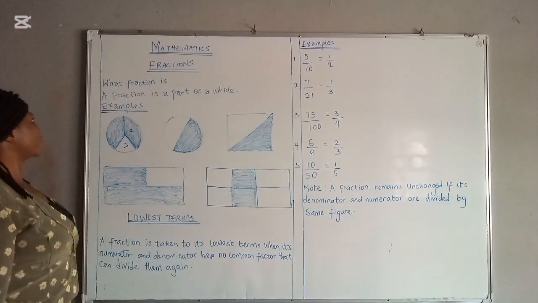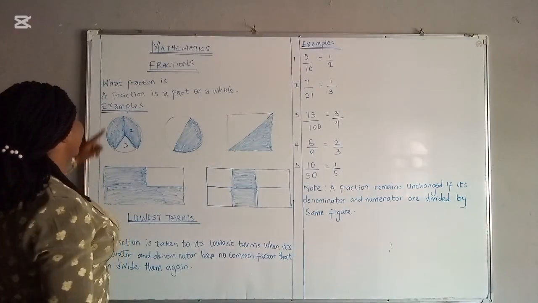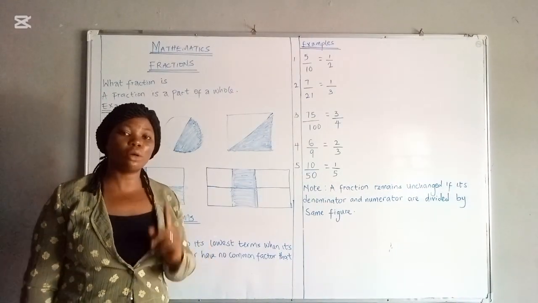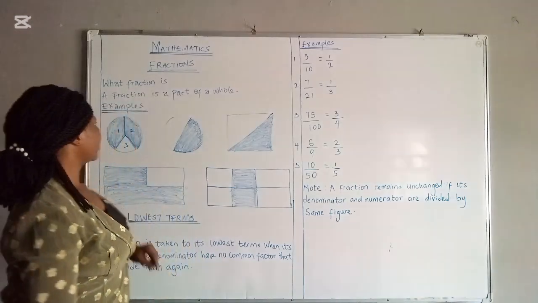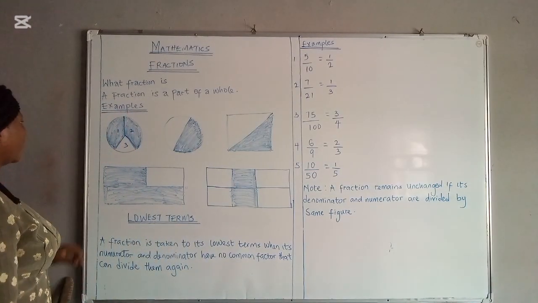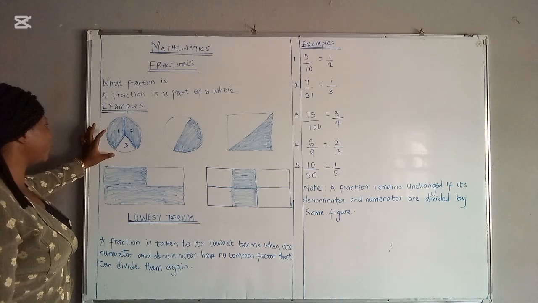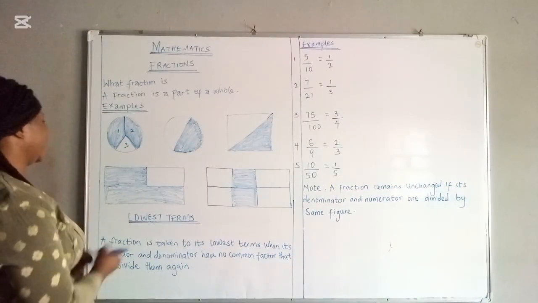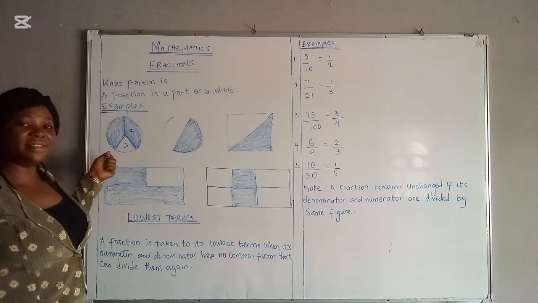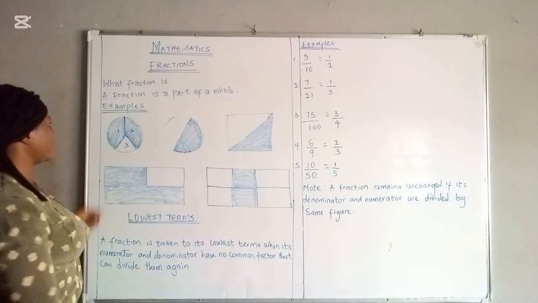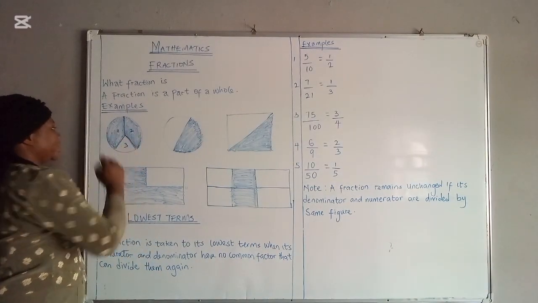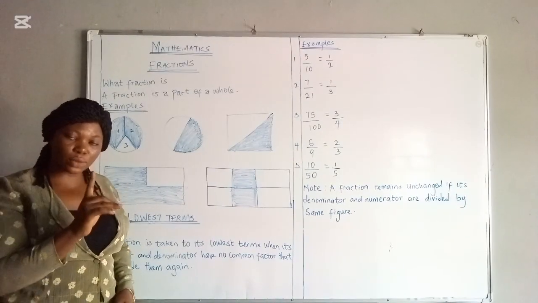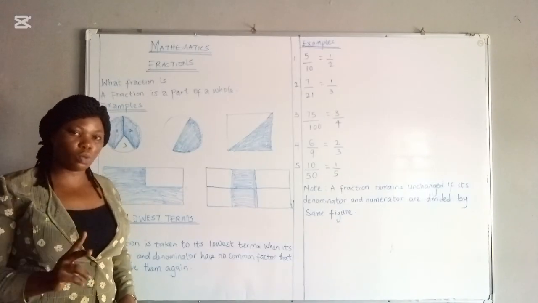So now, what is a fraction? A fraction is a part of a whole. That is a part gotten from a whole. Let's see the examples here. The first one here, we have a whole, that is a circle. Look at the circle, it is divided into how many parts? 1, 2, 3. It's divided into 3 equal parts. Just one circle is divided into 3 equal parts.